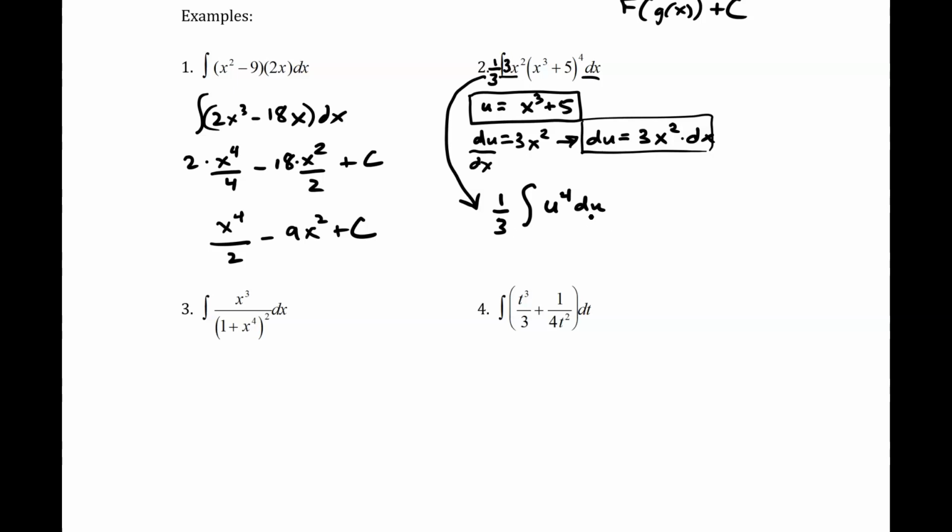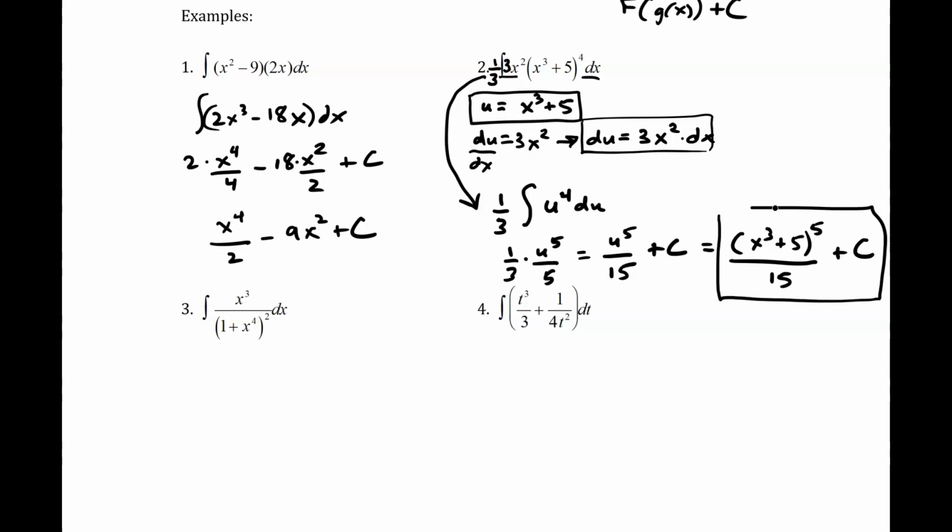Now this is a pretty easy antiderivative, right? You would say 1/3 times u to the 5th over 5, and so that's u to the 5th over 15. We would say plus c, and you would be done, except for the fact that I don't want an answer in terms of u because it wasn't the original problem expressed in terms of x. So let's back substitute what u is equal to, and u is equal to x cubed plus 5. So you end up with x cubed plus 5 to the 5th all over 15 plus c. This is our final answer.